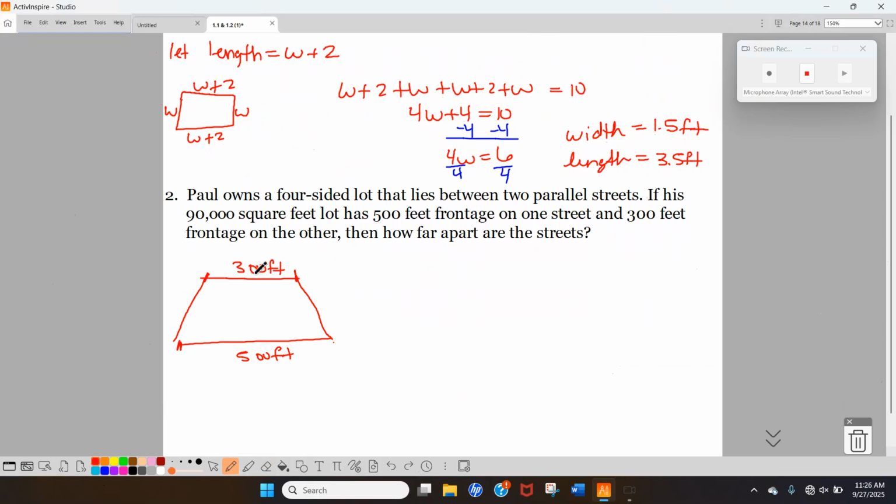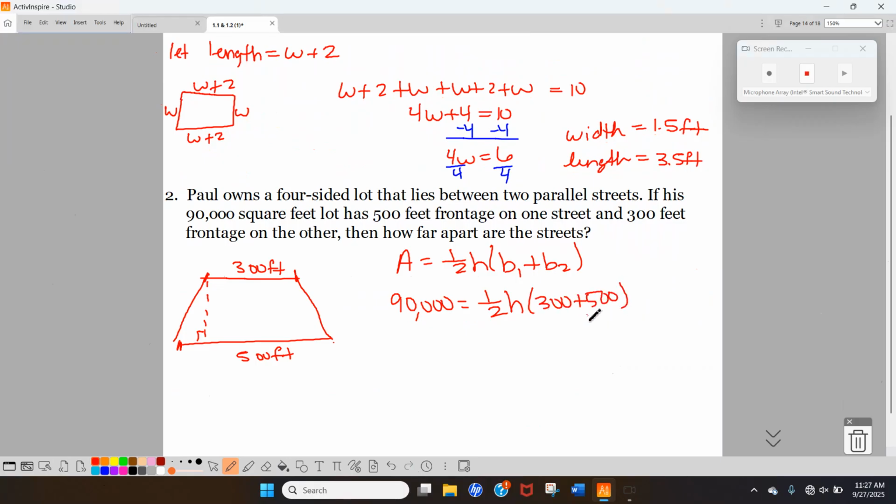They want us to figure out the height of this trapezoid because they want to know how far apart the streets are. So they really want to know this distance right here. That's the height of the trapezoid. We know that 90,000 square feet is area. So remember the area of a trapezoid, the formula is this. So we know 90,000 is going to equal half of the height times 300 plus 500.